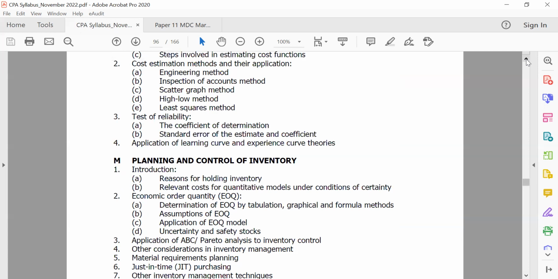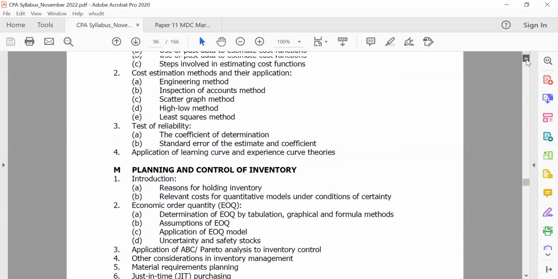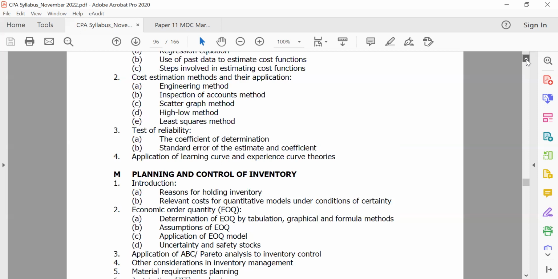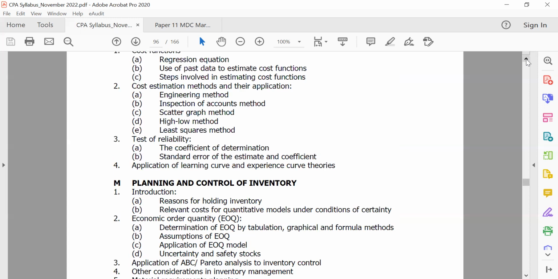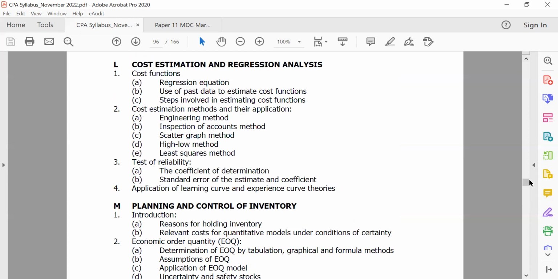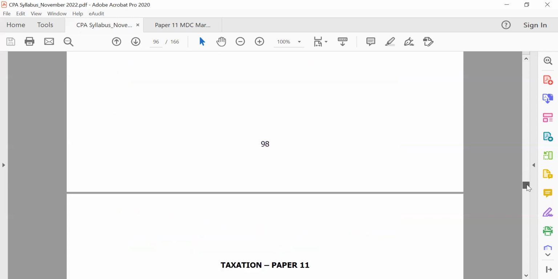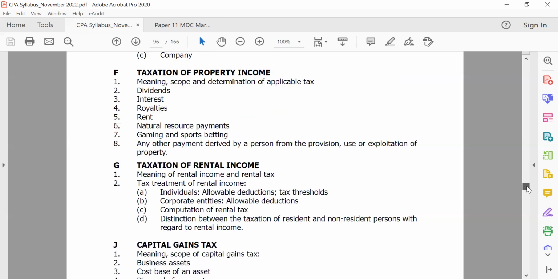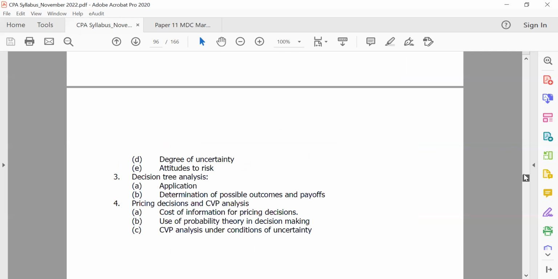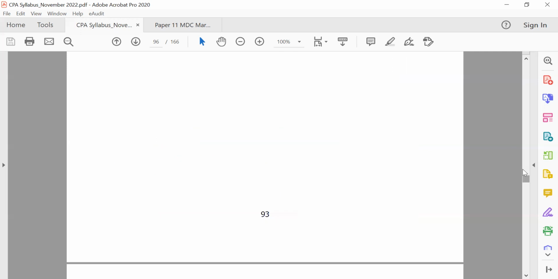We already said that cost is an important aspect when it comes to businesses. So one of the other topics we look at is cost estimation, to see how businesses are able to estimate costs. And then regression analysis, which is also a very common topic for those that attempted quantitative techniques. So quite a number of aspects that we shall look at as we proceed.